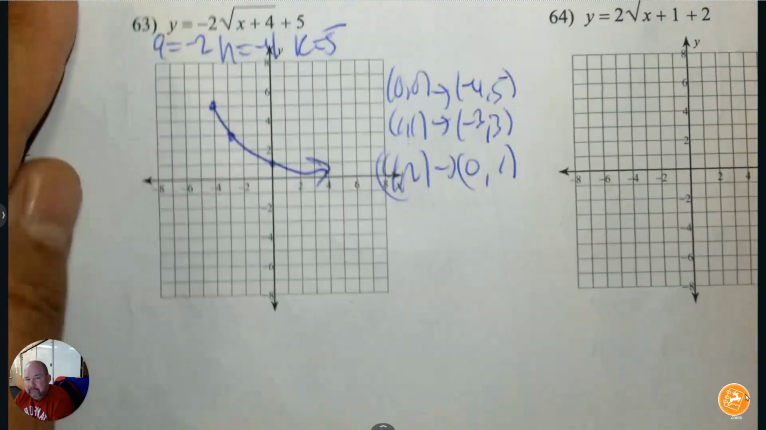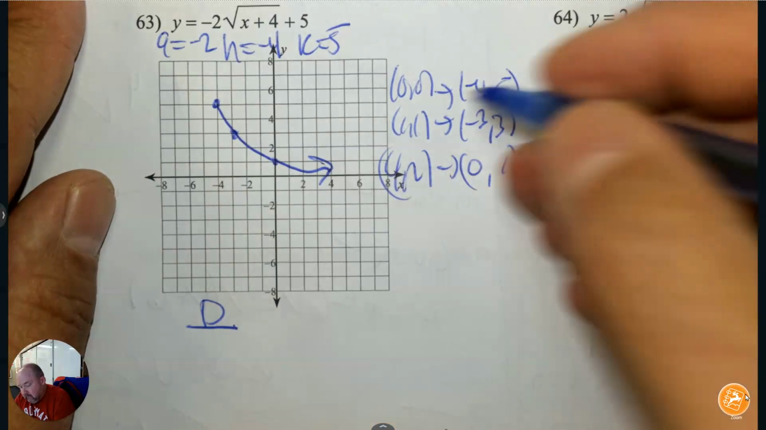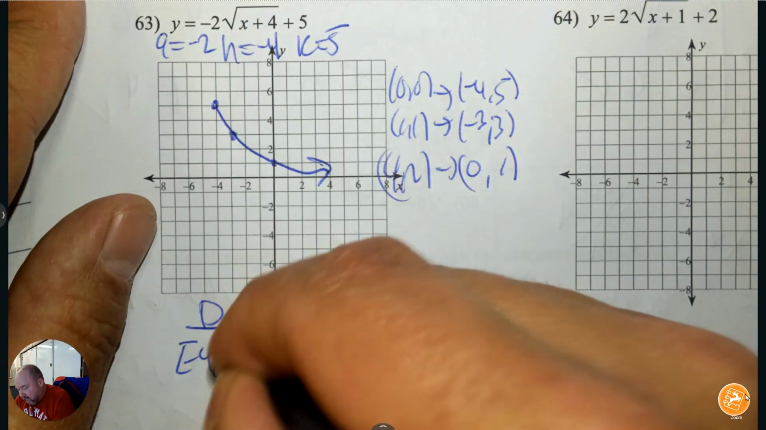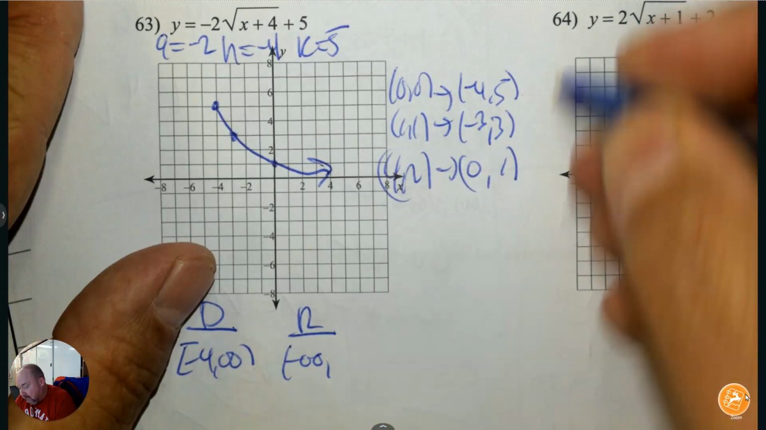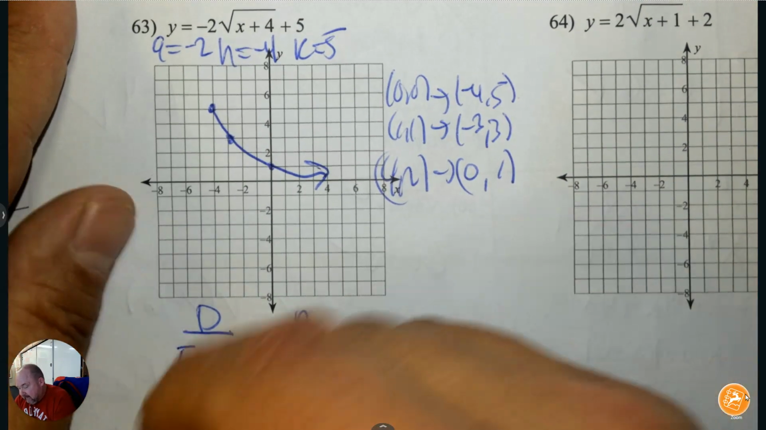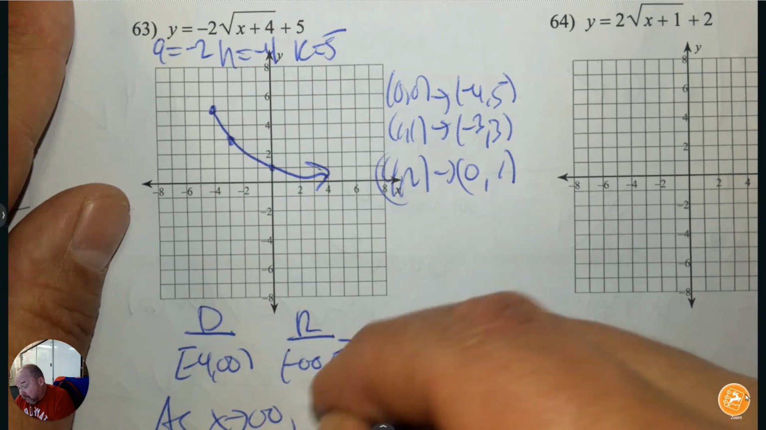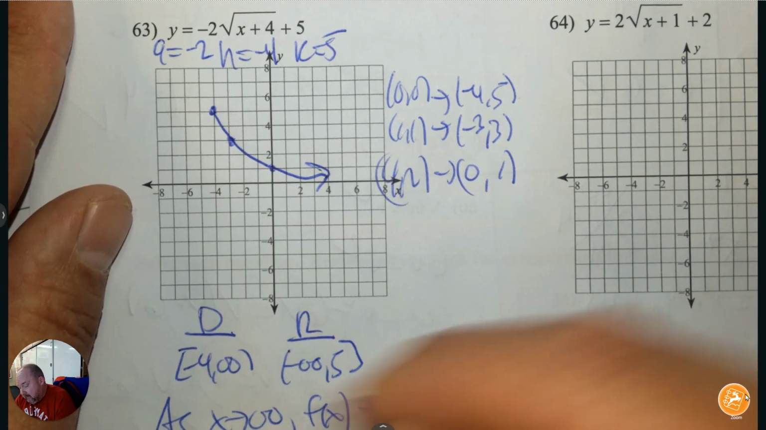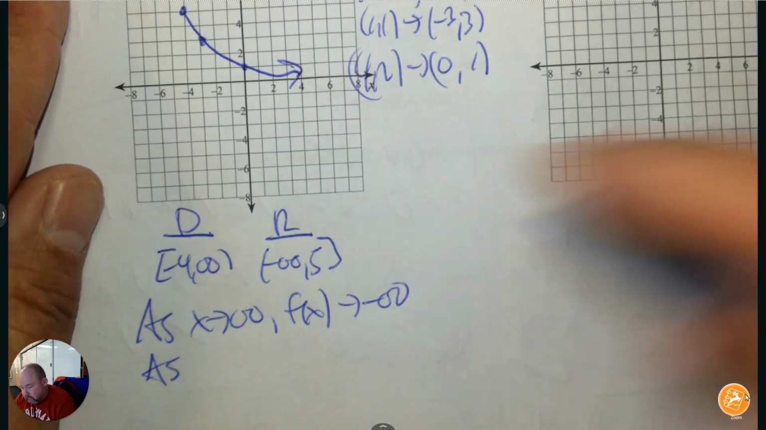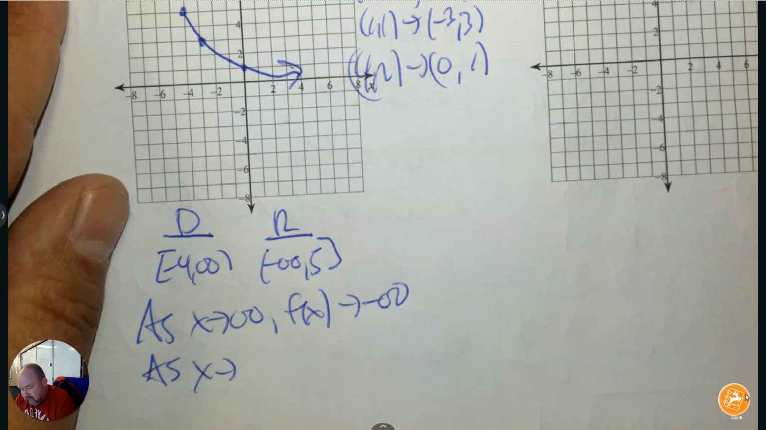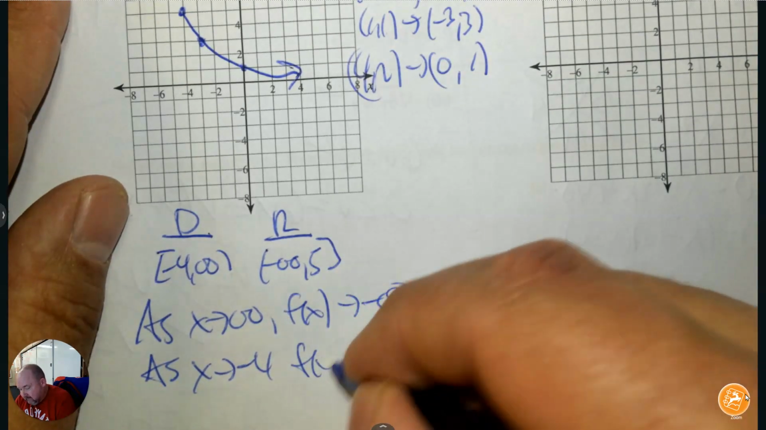The domain goes from -4 to infinity. The range, again, because A is negative, it's -infinity up to 5. And then the end behavior, the right end is going down, and the left is the point, HK. So X is going to -5, and f at x is going to 5.